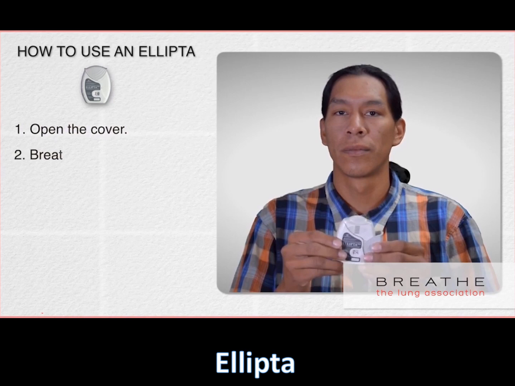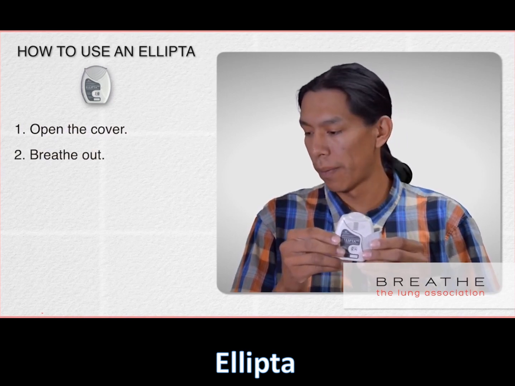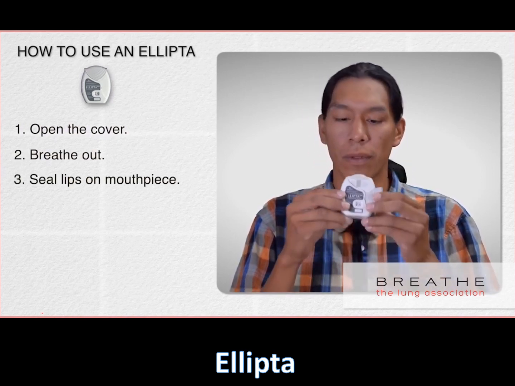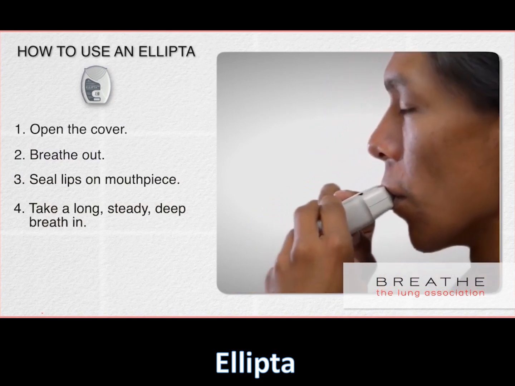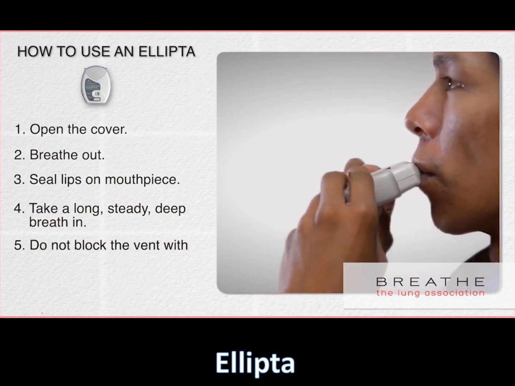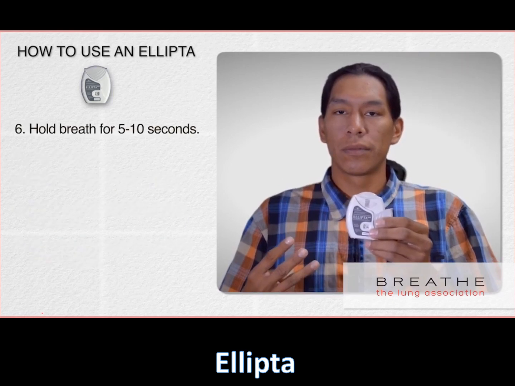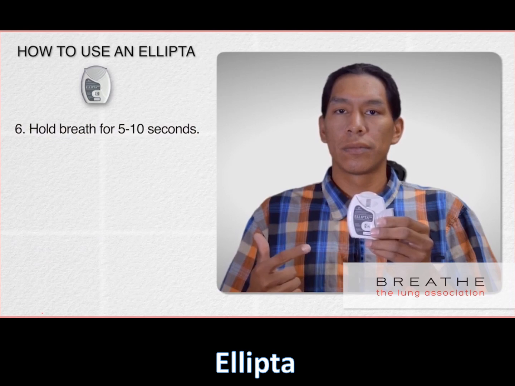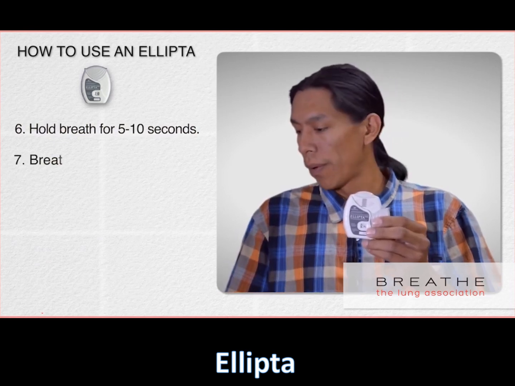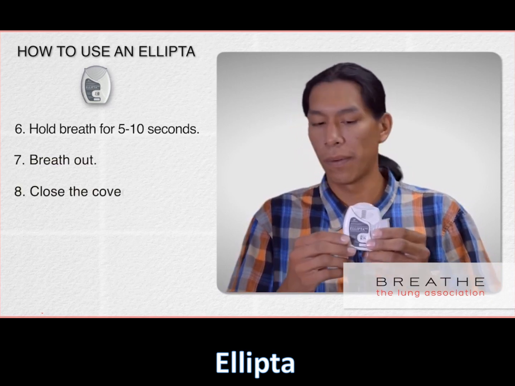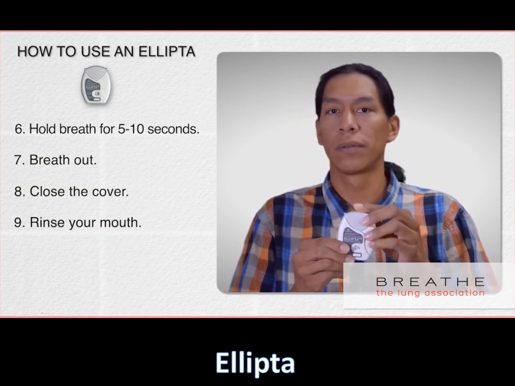Breathe out fully away from the mouthpiece. Seal your lips around the mouthpiece and take in a long, steady, deep breath, ensuring you do not block the vent with your fingers. Remove the inhaler from your mouth and hold your breath for 5 to 10 seconds. Breathe out. Close the cover and rinse your mouth.